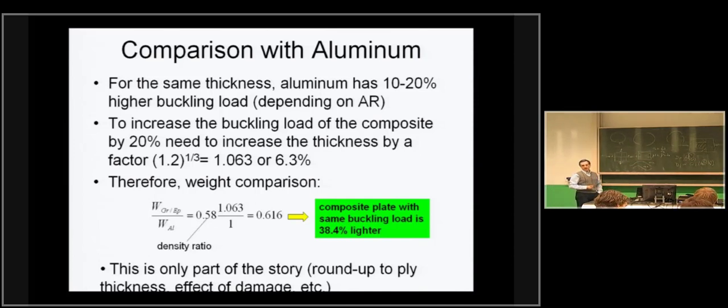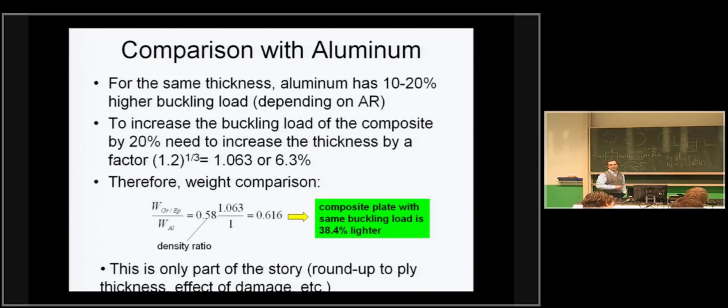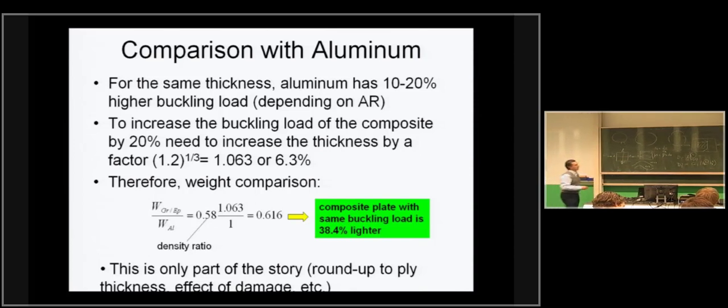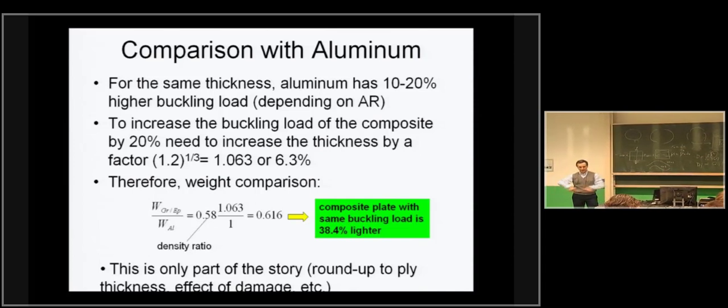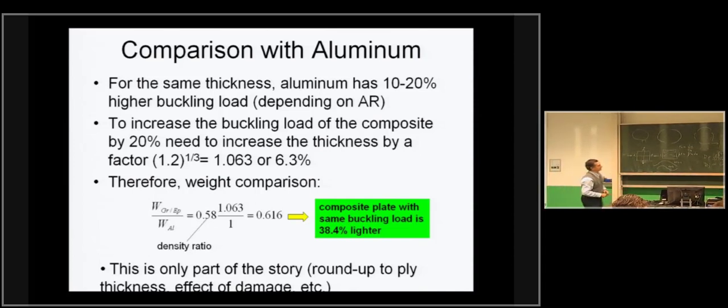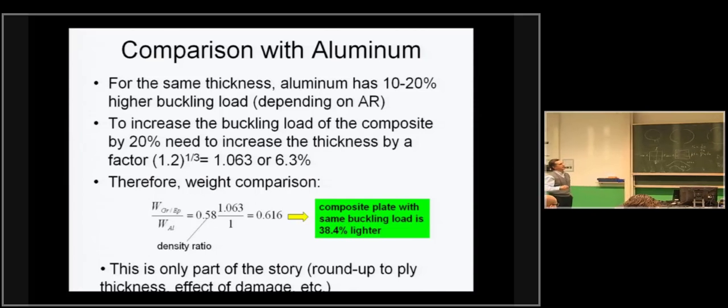If I now try to compare the weights, that means I have the density ratio, 0.58, that's about the density of carbon epoxy compared to aluminum, times my increase in thickness, 1.063. The width and length of the plate stay exactly the same to compare one to one. And I see that the graphite epoxy or the carbon epoxy is 61% of the aluminum, or 38% lighter. So that is very encouraging. You say, okay, composites are 38% lighter, but this is only part of the story.